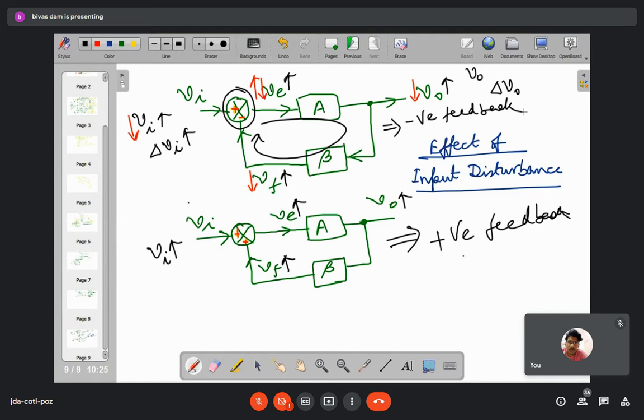Now in this negative feedback topology, when I start from here and reach here, how much phase shift have I encountered? Zero. From here to here? Zero, because it's nothing but one wire. Now from here to here? Zero. Now from this VE to this VA, how much is the phase shift? 180. VE to V naught, how much? Zero. V naught to VF, zero. So VE to VF is also zero.